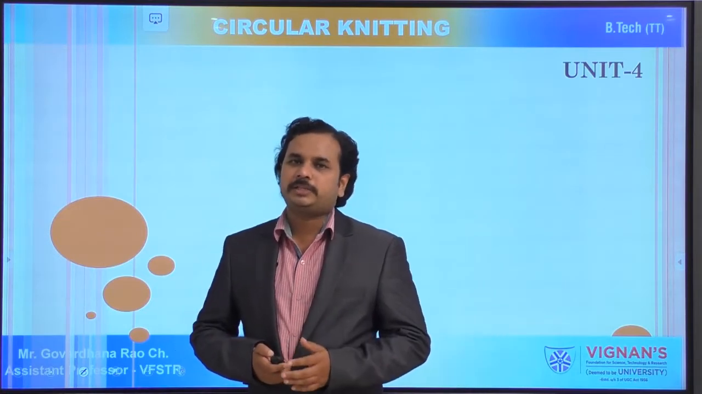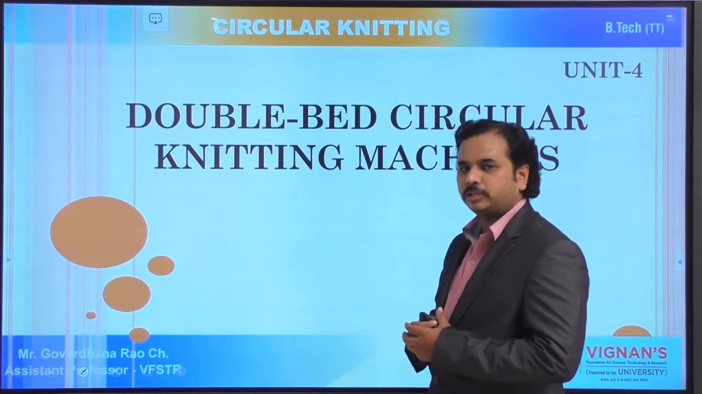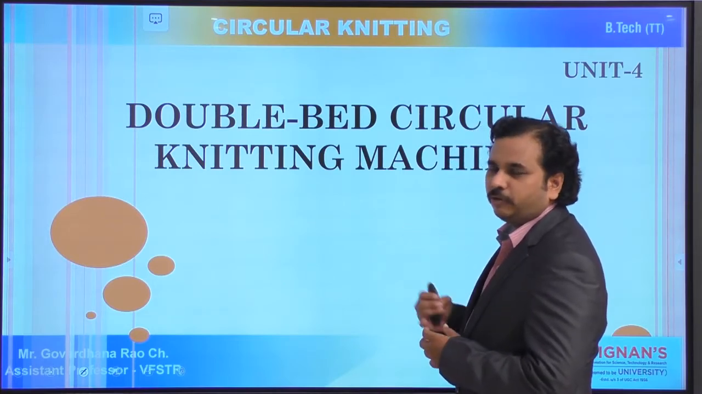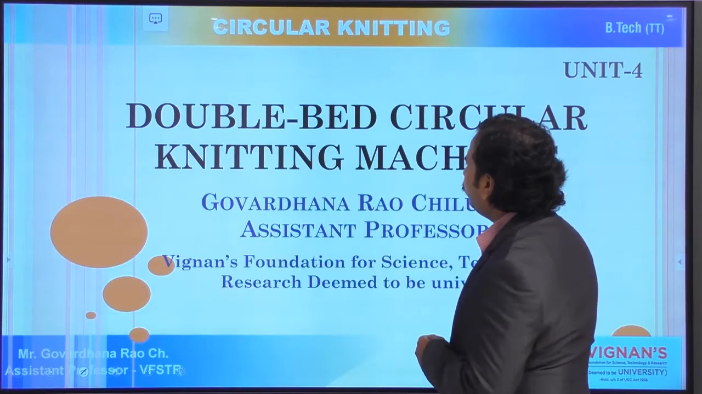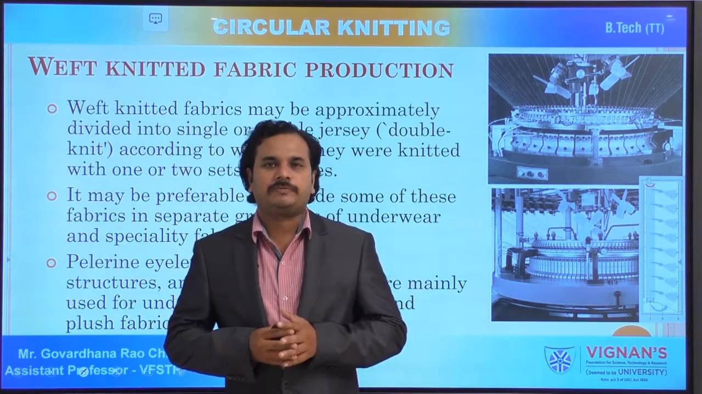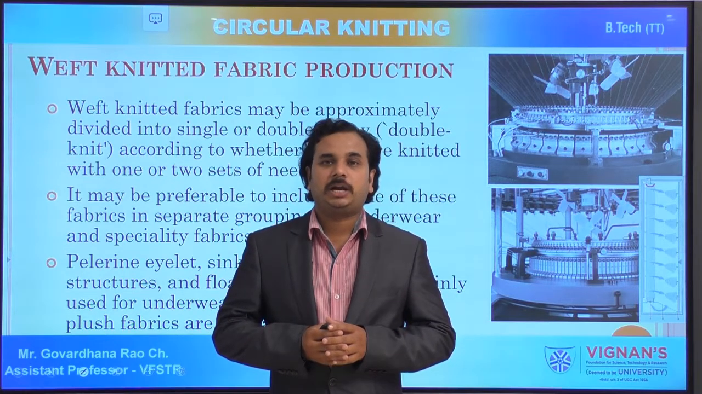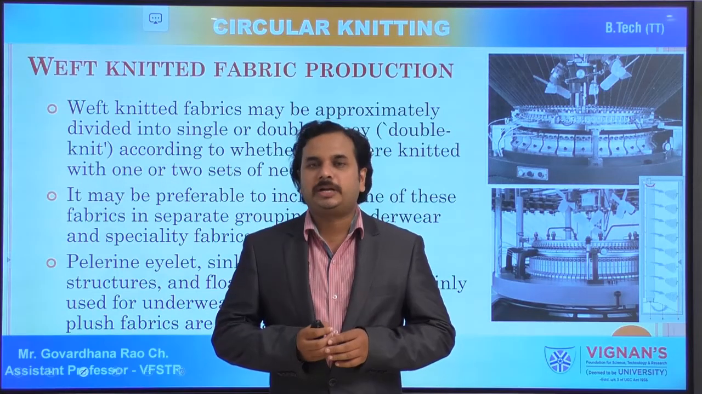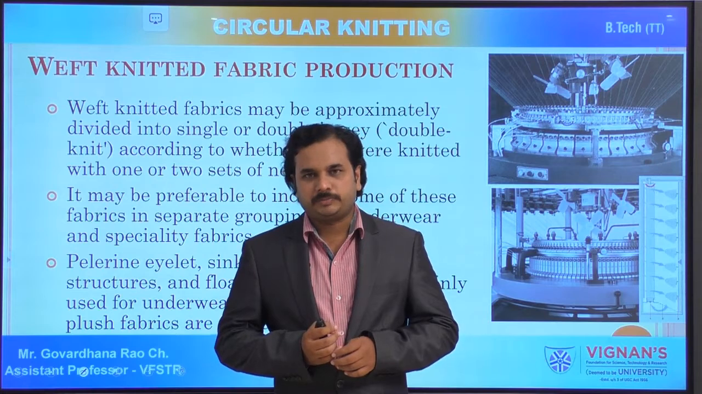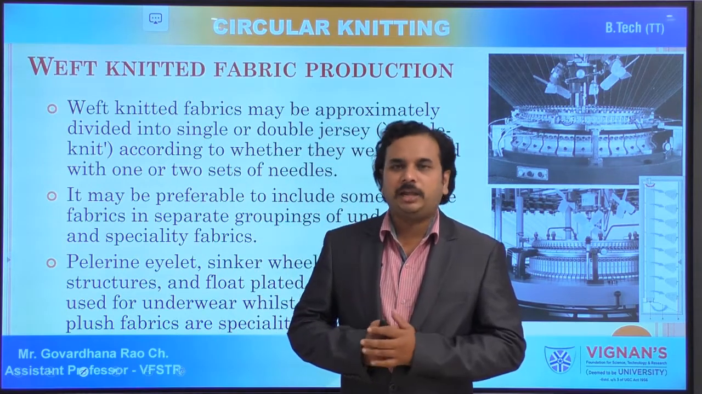So today's session we are going to see about the double bed circular knitting machines. In the last session we discussed completely the single bed circular weft knitting machines, and now we are going to discuss the double bed circular weft knitting machines. As we have seen in the classification of circular knitting machines, one of the criteria is the number of needle beds we are using. The needle beds are of different types, single needle bed and double needle bed. In double needle bed circular knitting machines, basically we have two different types.